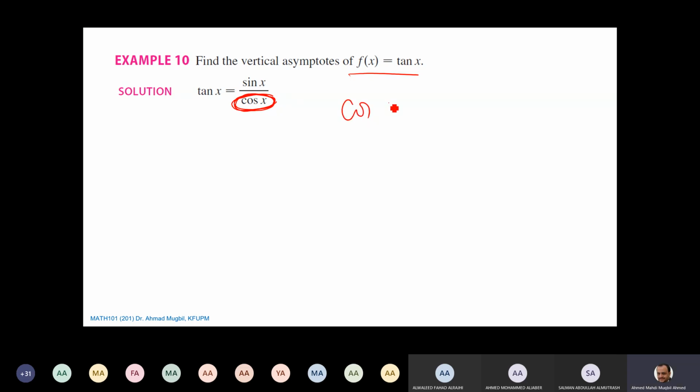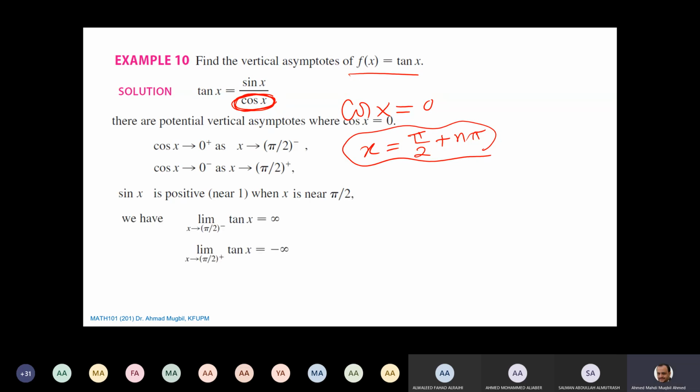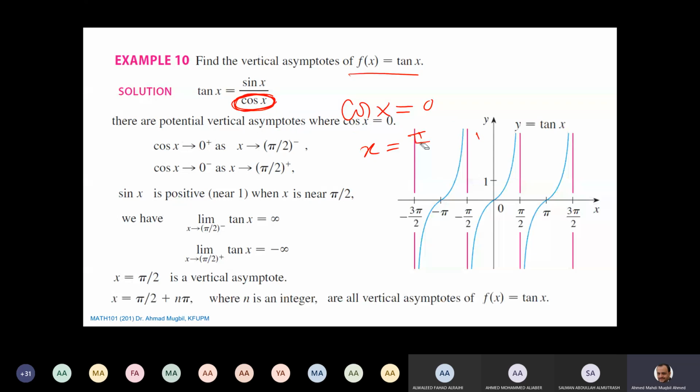When cosine x equals 0, it means that x equals what? Do you remember? Pi over 2 plus n pi, where n is an integer. So these are the vertical asymptotes of tan. More explanation is here. And if you remember, this is the graph of this function, and these are all the vertical asymptotes, pi over 2 plus n pi.